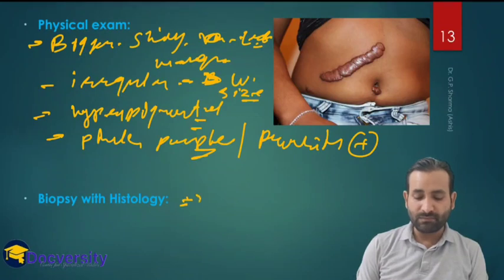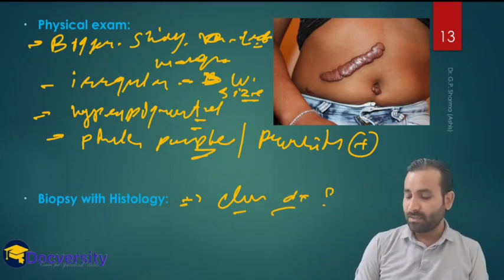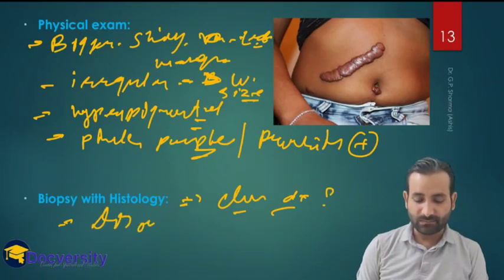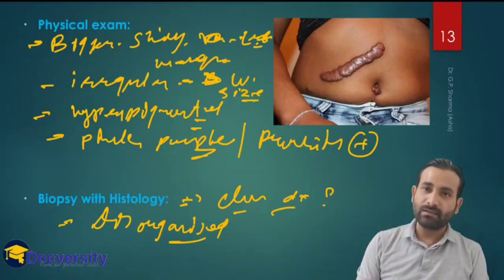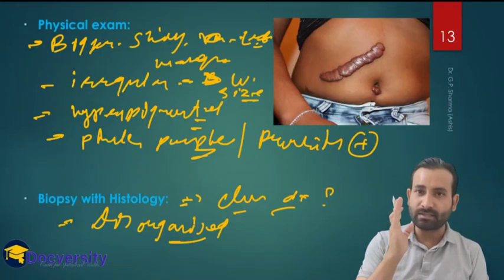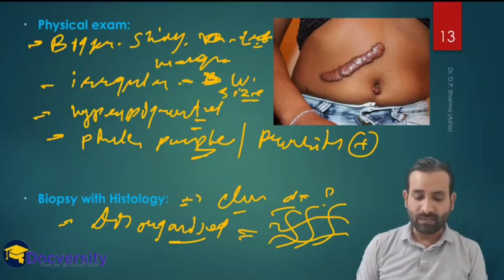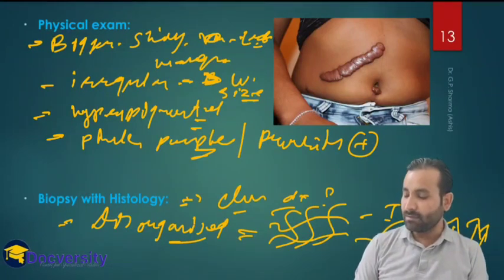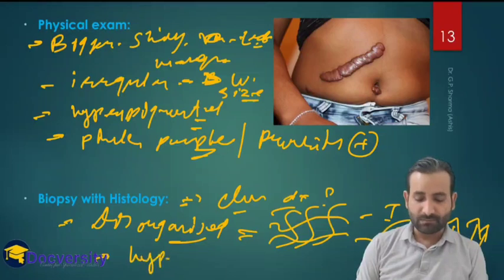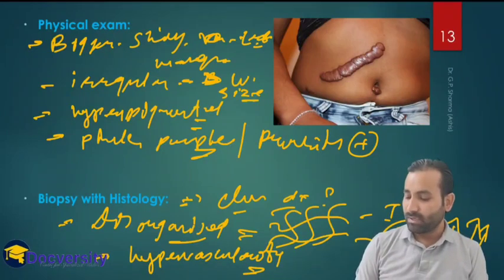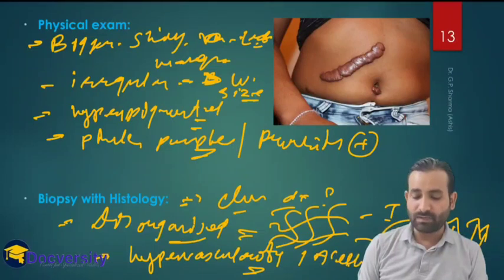Biopsy with histology we do if the clinical diagnosis is not possible. If we cannot diagnose clinically, then we have to go for the biopsy with histology. In the biopsy with histology, we will see disorganized collagens. Remember, in the hypertrophic scar the collagens were parallel, but here the collagens are wavy and disorganized, and you will see type 1 and type 3 collagen, of which type 3 is maximum over here. You will also see hypervascularity. In the hypertrophic scar the vascularity was less, but here the vascularity is more. And of course it is acellular, because all scars are acellular.